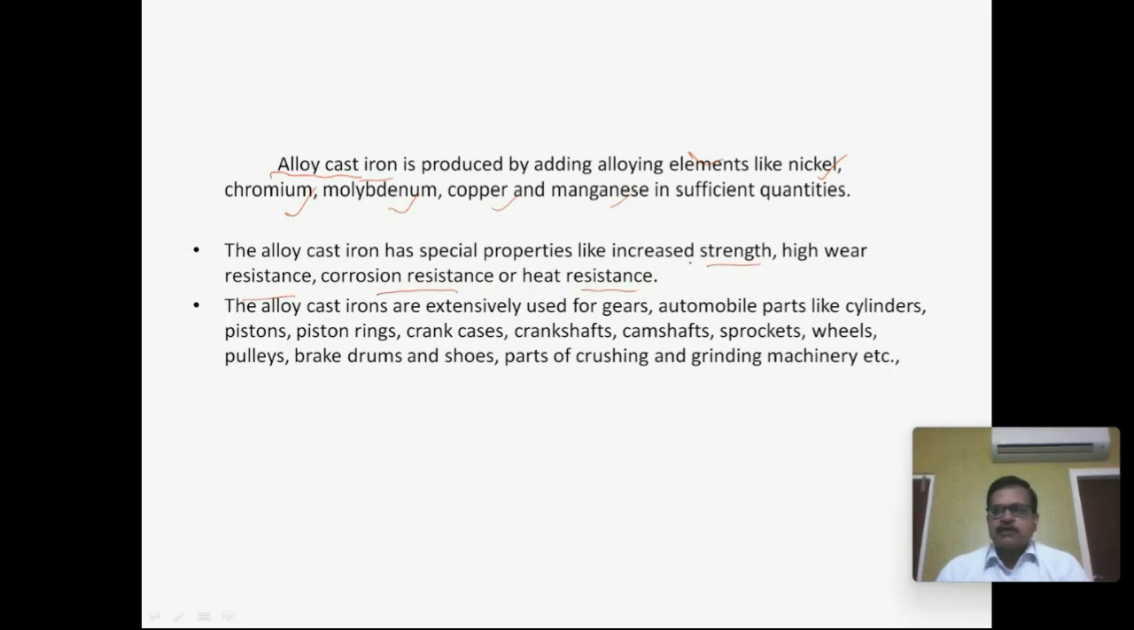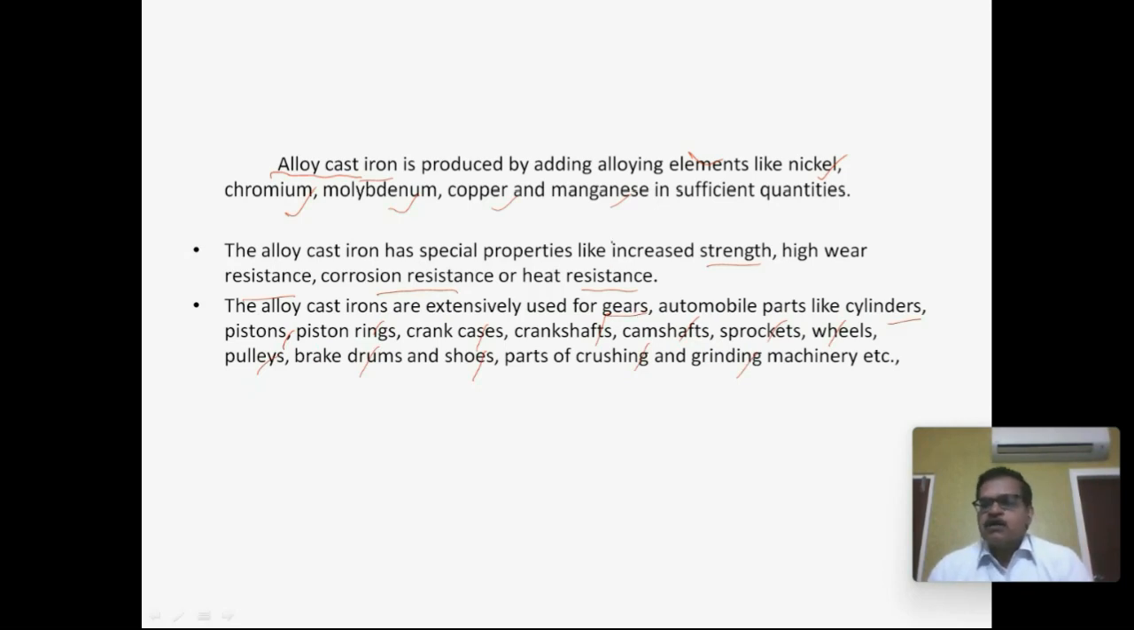These are all there for the cast iron, but they are improved by adding one or more of these elements, which improves one of these properties based upon the type of element added. The alloy cast irons are extensively used for gears, automobile parts like cylinders, pistons, piston rings, crankcases, crankshafts, camshafts, sprockets, wheels, pulleys, brake drums, shoes, parts of crushing and grinding machinery.